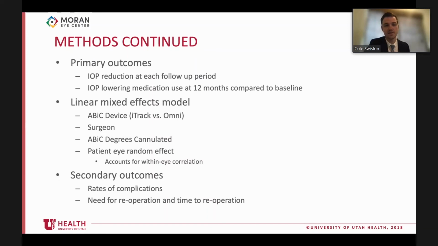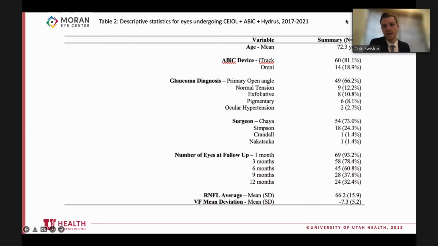Here are our descriptive numbers. After applying exclusion criteria, we had 74 eyes. The majority of those patients underwent iTrack canaloplasty with Dr. Chaya. The majority of these were primary open angle glaucoma, though there are a couple of different secondary glaucoma types. About a third of these patients ended up meeting the 12-month follow-up period, as we're still early on with this cohort.